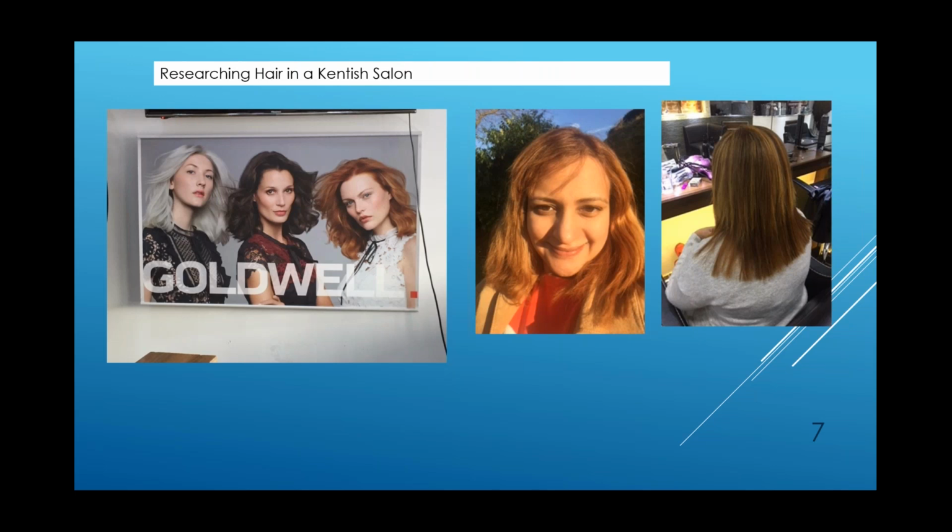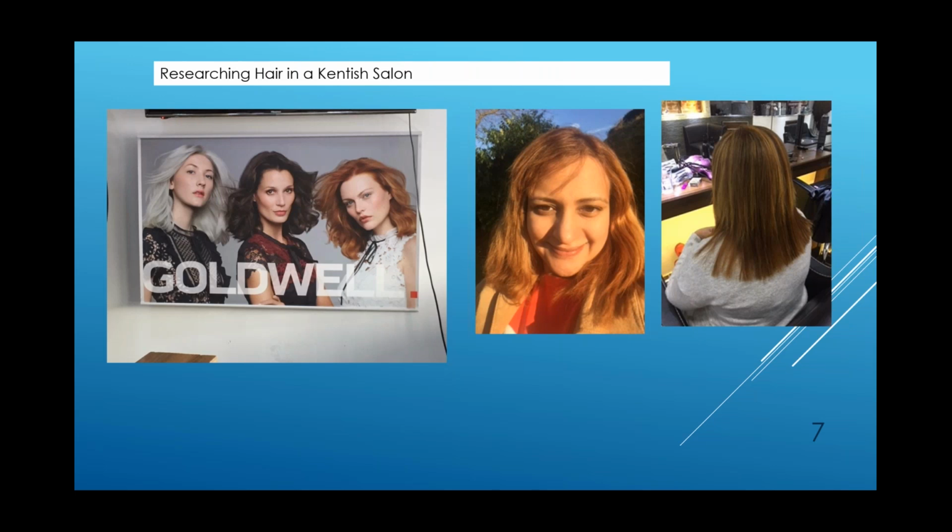When we talk about the Kentish salon and the work I did there, I used techniques of autoethnography and used my own body as a South Asian woman who basically, in a sense, I'm quite liminal. I'm neither white nor black. And therefore, I allowed my own body to be a research instrument and to watch how I was perceived and consumed in these spaces by the hairdressers, by other customers.